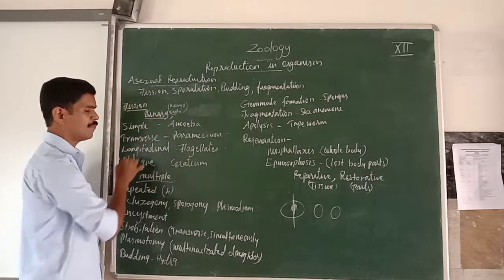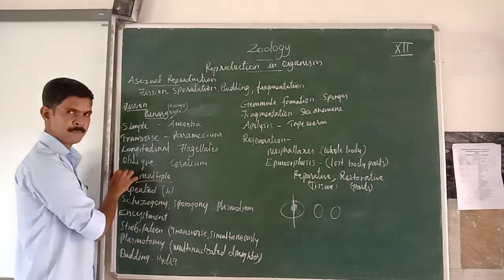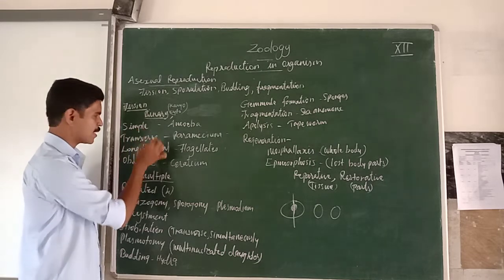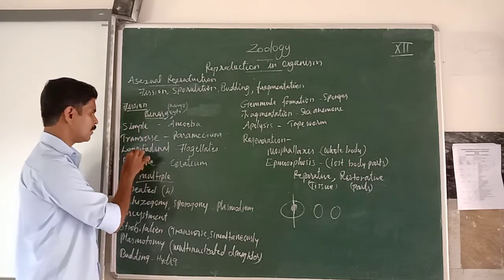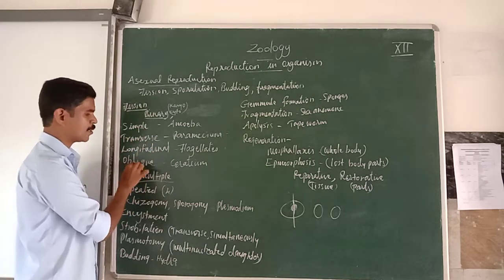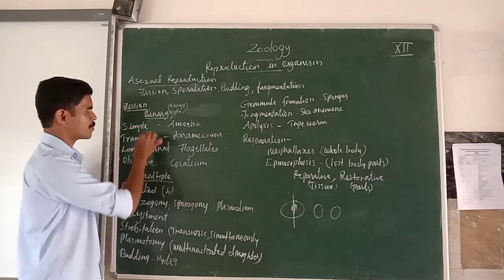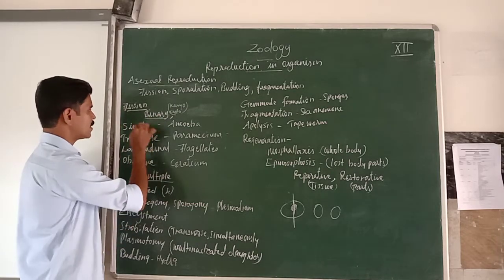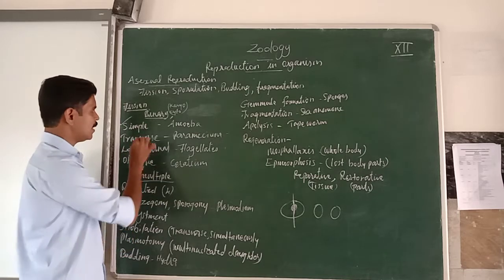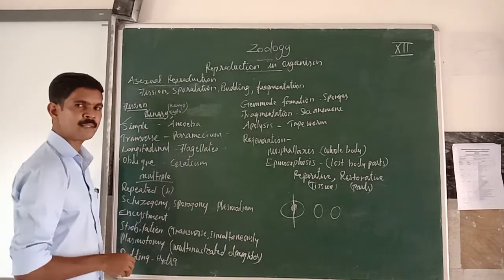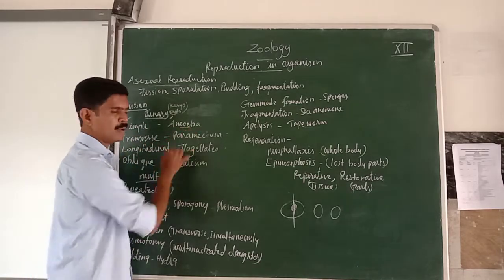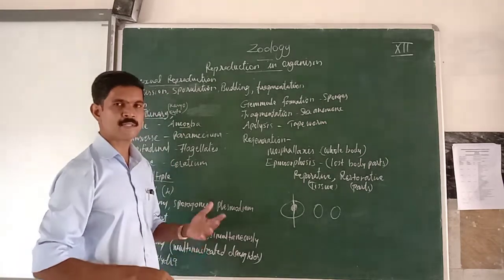Binary fission is again classified into four types: simple binary fission, transverse binary fission, longitudinal binary fission, and oblique binary fission. The first one is simple binary fission. We can see this type in organisms like amoeba. You all know amoeba is an irregular, single-celled organism.